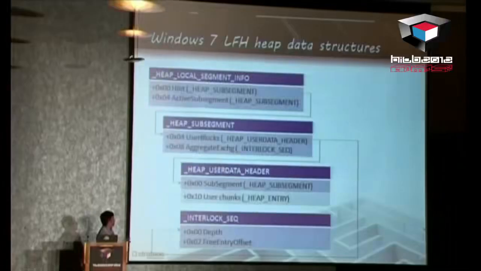So that actually equates to this. And it has a subsegment, and it has a user blocks or user data header. And this is actually where the chunks are stored. There's cached items in here, and there's a block zone as well, and that manages the subsegments for that particular bin. And there's also a free entry offset and depth to calculate how many allocations have happened in the low fragmentation heap here.